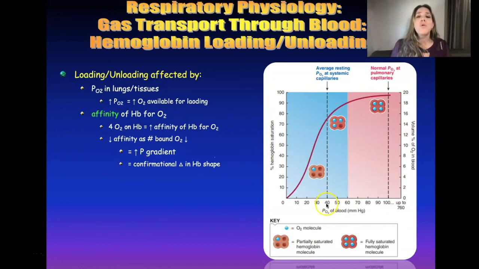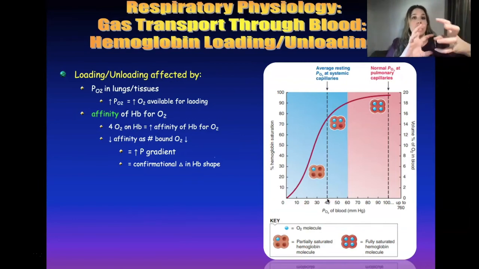So after 40 millimeters of mercury of oxygen in the blood, the hemoglobin starts giving it up, because what's going to happen is when the affinity changes and due to the pressure gradients, that hemoglobin 3-dimensional protein is going to have a conformational change of shape. It's going to change its shape, and that affects the ability of that hemoglobin to hang on to the oxygen. And so the more you lose, the more you lose.